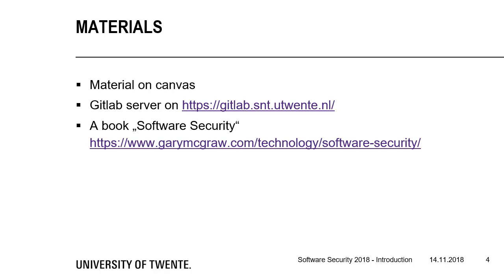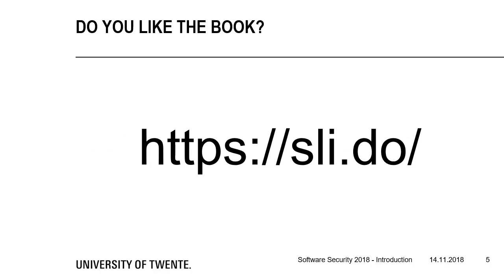We will use the GitLab server that's hosted by the SNT. There is a website, gitlab.snt.utwente.nl. You can go there and sign up with your student account, and then you can use that server, and we will use that server during the course. There is also a book called Software Security, which we may or may not use in the course.